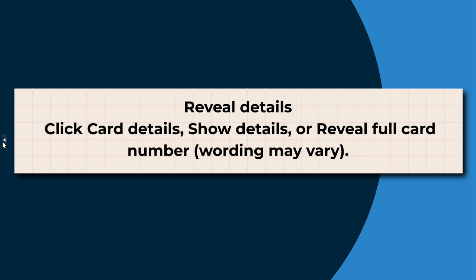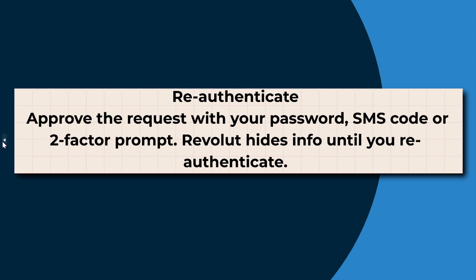Now, for security purposes, Revolut requires you to re-authenticate your login. This means you'll need to approve an authentication request, possibly by entering your password again or using a two-factor authentication method. This step ensures that it's really you accessing these sensitive details. Once authenticated, your card details, such as the card number, expiration date, and CVV, should be visible.